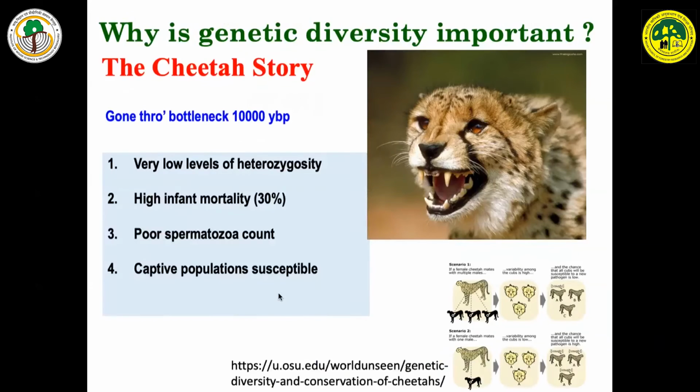So if you take one example, the cheetah story, it shows why genetic diversity is so important. The cheetah is a highly threatened species because of a very low level of heterozygosity. It has high infant mortality because of homozygosity and a poor spermatozoa count, and captive populations are very susceptible to many diseases, because there is a lot of inbreeding, and homozygosity has been achieved and heterozygosity lost.